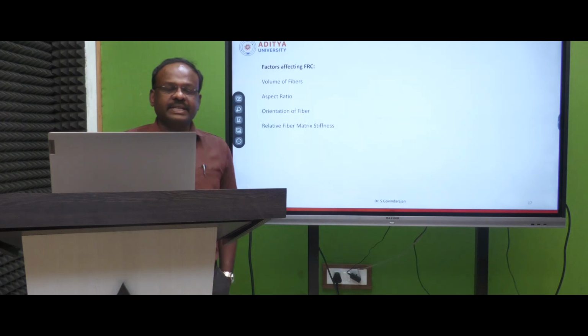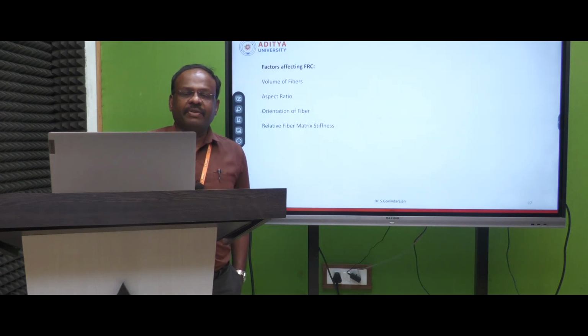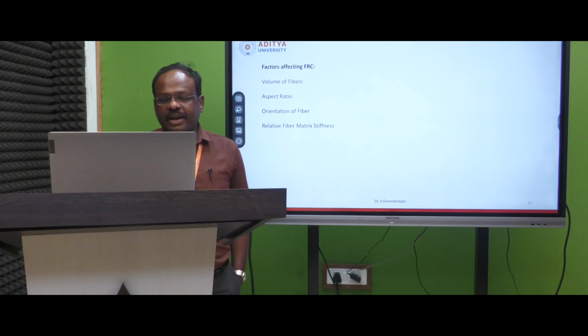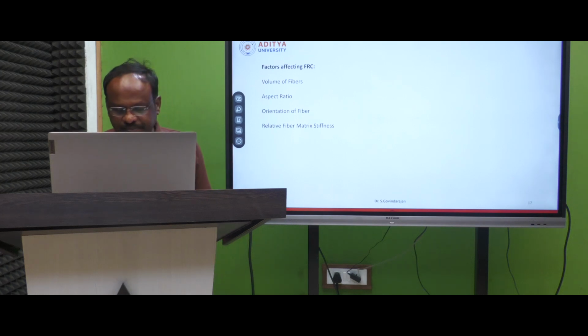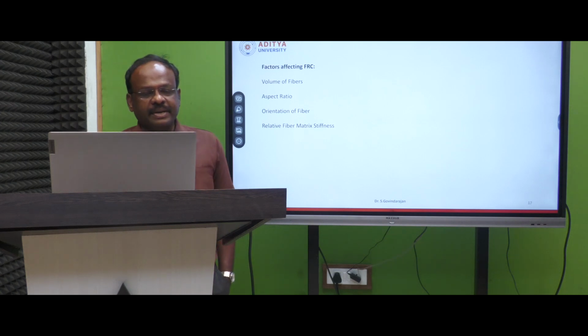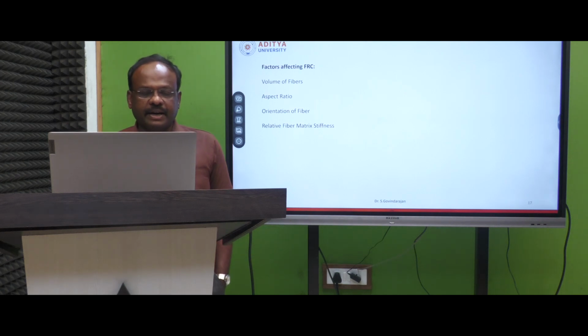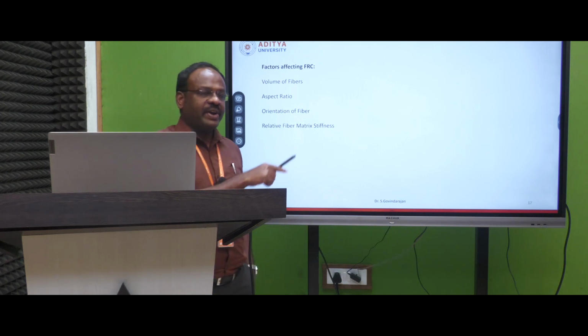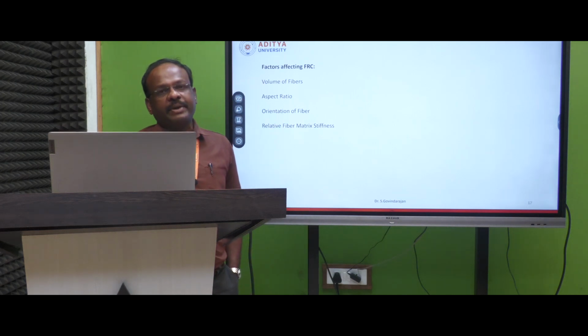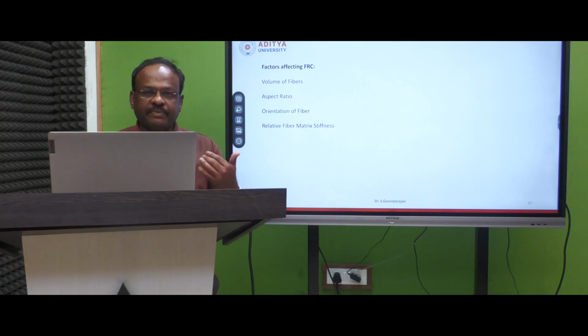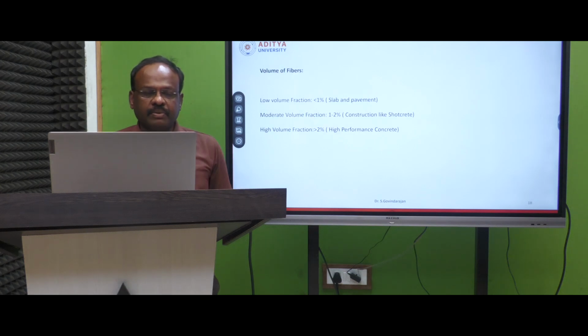And next, another important thing is the factors affecting FRC. Here I will show 4 factors affecting fiber reinforced concrete. The first is volume of fiber, the second is aspect ratio, the third is orientation of fiber, and the fourth is relative fiber matrix stiffness. These 4 mainly affect our fiber reinforced concrete. Now I will explain these criteria one by one.